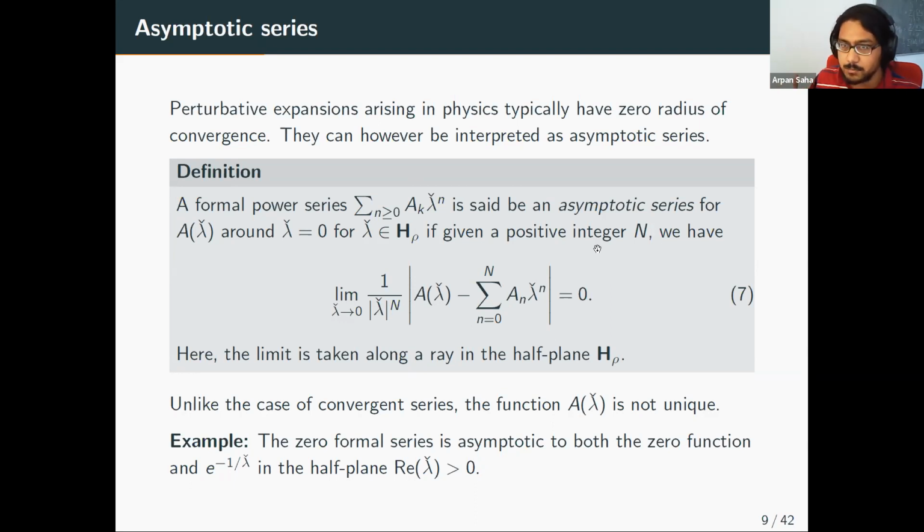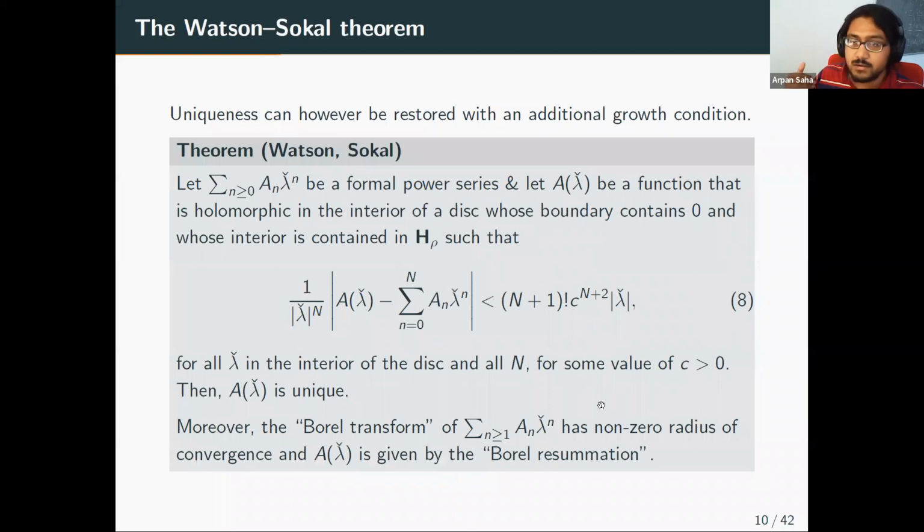But this doesn't completely solve the issue, because the asymptotic series doesn't uniquely fix a function A, unlike the case of convergence. As an example, consider the zero formal power series. It is asymptotic to both the identically zero function as well as e to the power -1 by lambda, in the half plane centered on the positive real axis. However, you can restore uniqueness with an additional growth condition.